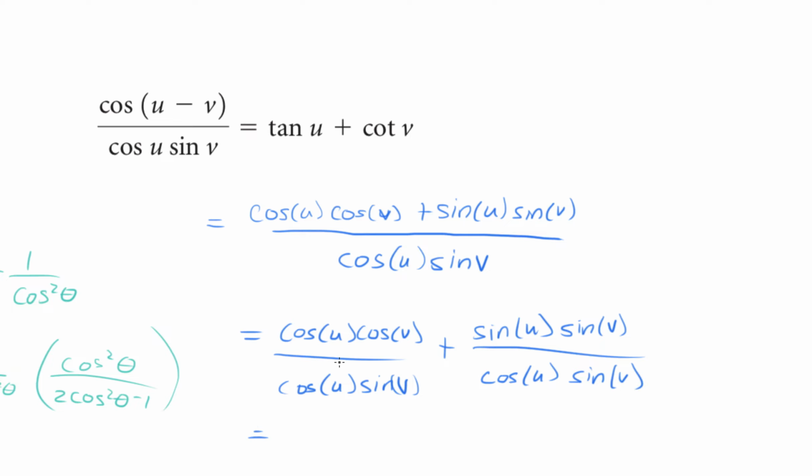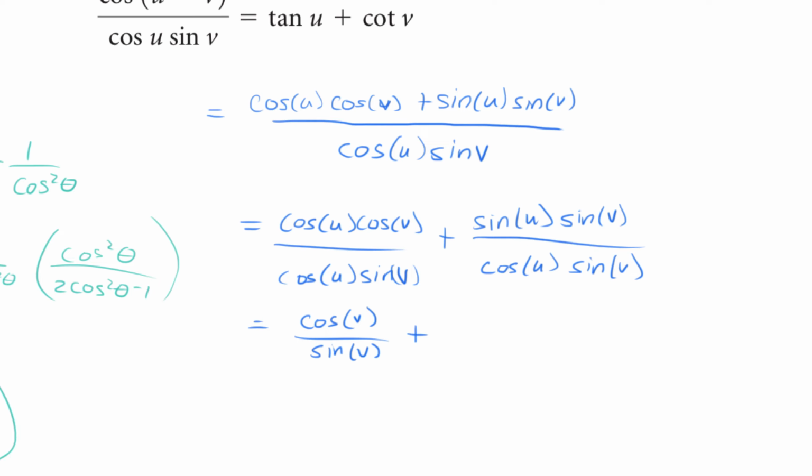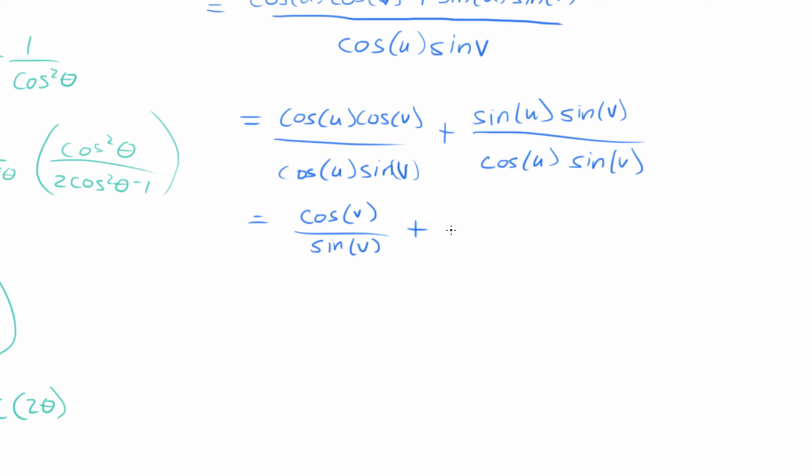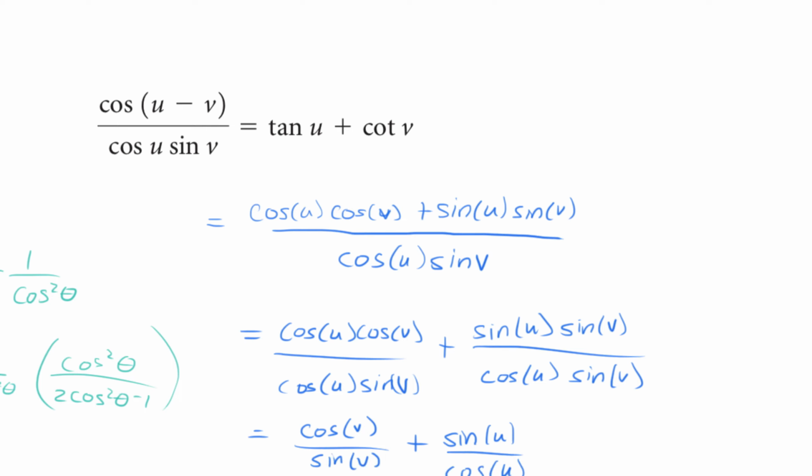Cosine of u over cosine of u is 1, so you're left with cosine of v over sine of v, plus sine of v over sine of v is 1, so you're left with sine of u over cosine of u. Now cosine of v over sine of v is cotangent of v, and sine of u over cosine of u is tangent of u. And that will be your answer for that.